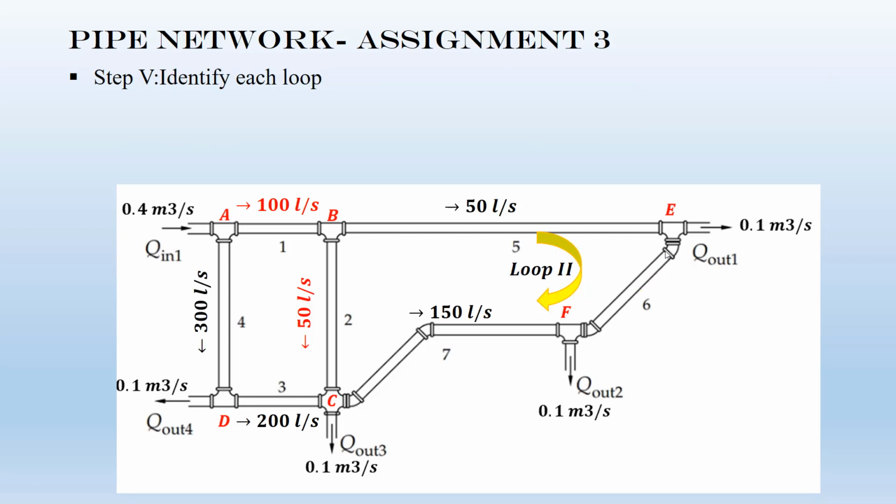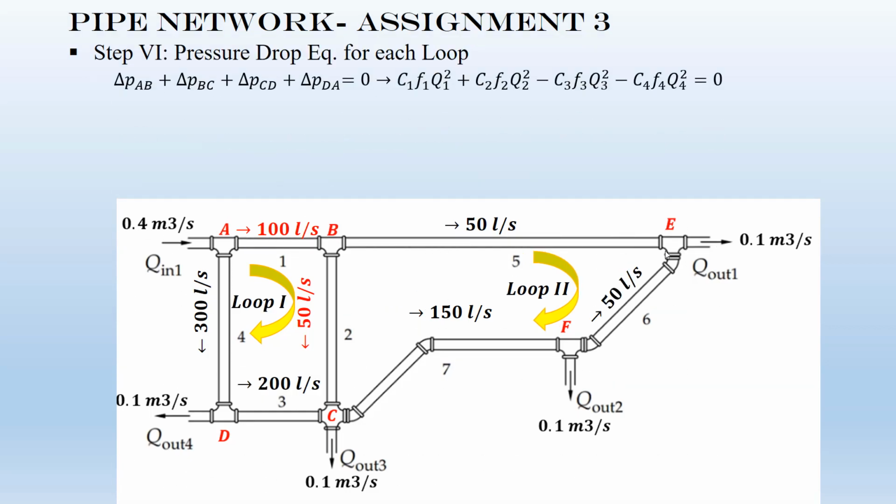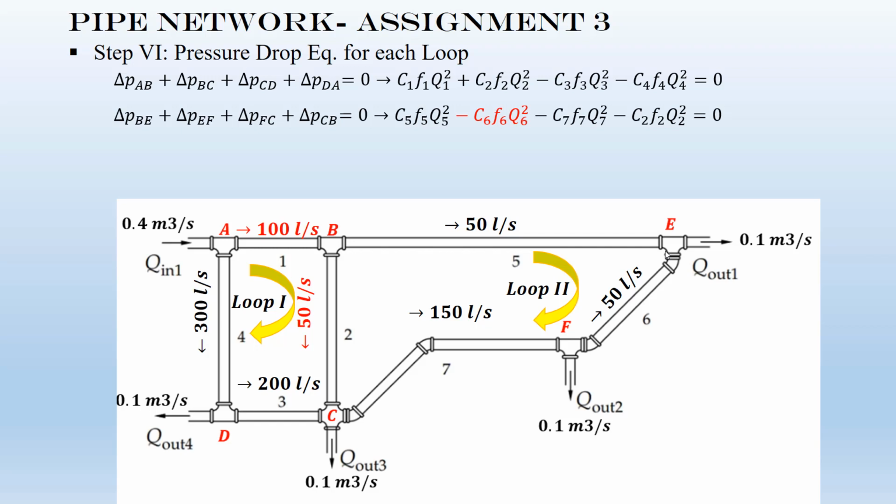Now the next step, you need to identify the loops. There are two loops, and again I use clockwise as the positive direction, and so you just need to write the pressure drop equation for each loop. The difference here is that the flow direction in pipe 6 now is in the opposite direction of the loop direction. So C6 will be negative. So this is actually different from the first solution.